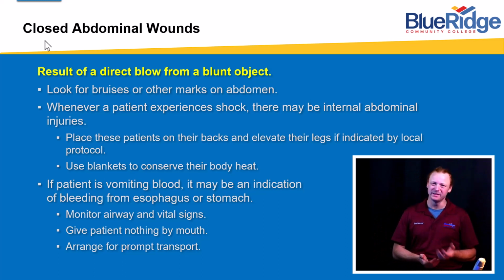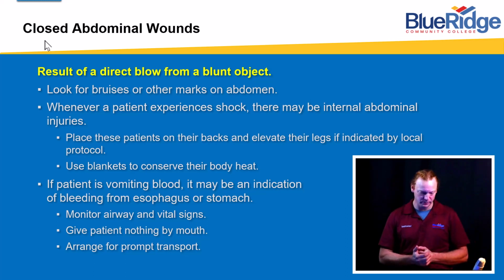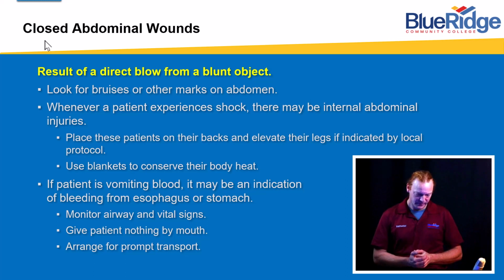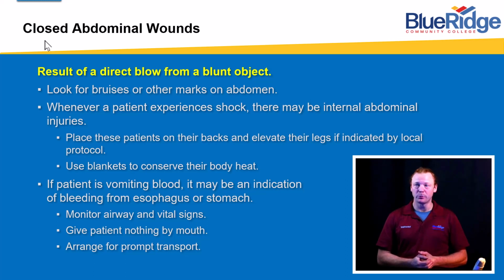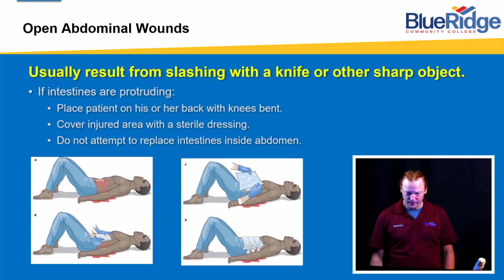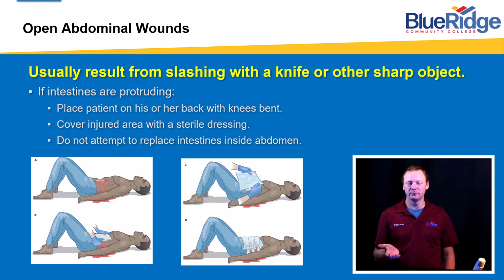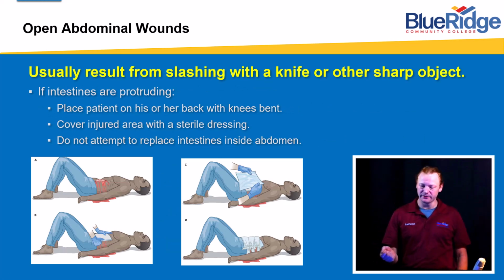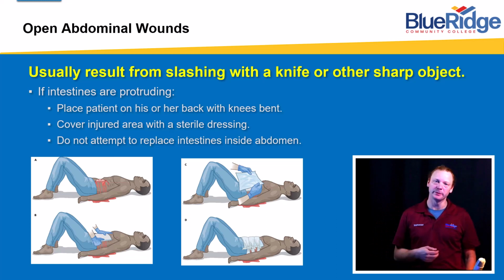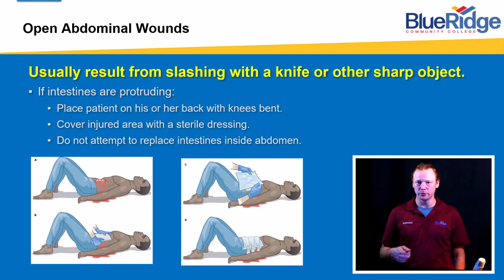We don't want to give anything to the patient by mouth if they are vomiting. They also need prompt transport and reassessment of their vitals every 5 minutes. Open abdominal wounds usually are caused by a slashing of a knife or some other sharp object. They can also be caused by a puncture wound.